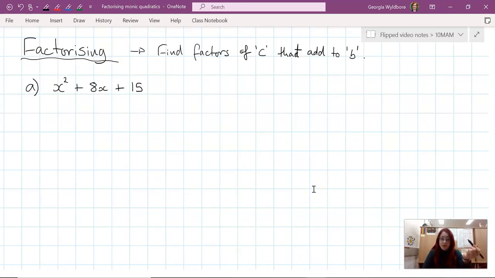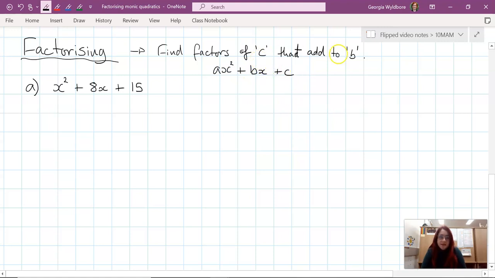So remember in our success criteria, it said we wanted to find factors of C that add to B. That might have been a bit confusing, but all this is talking about is our standard form of a quadratic. So ax squared plus bx plus c. This c and b are referring to this c and this b here. So the numbers of when we actually have a quadratic with the numbers in it. Just like this example here.